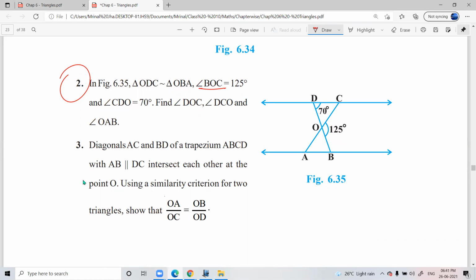So this should be straightforward, no? This is a straight line, Tanushri. This angle is 125. What will be angle DOC? How can we find it? 180 minus 125. Yes, the two are a linear pair, right? So we can easily find 180 minus 125. If this angle is 125, for the other linear pair you can do 180 minus 125. 55, sir, is the answer.